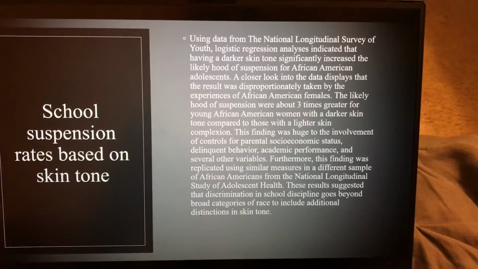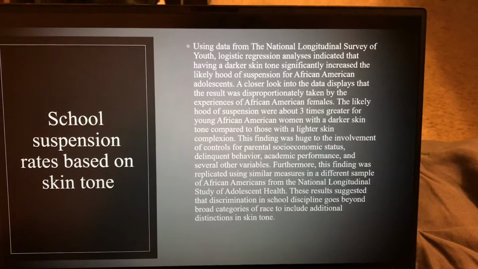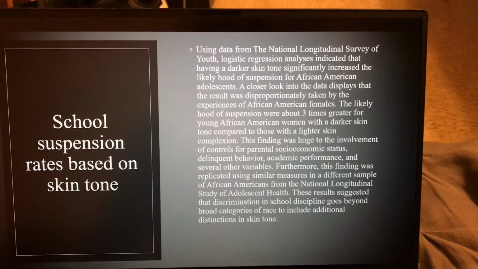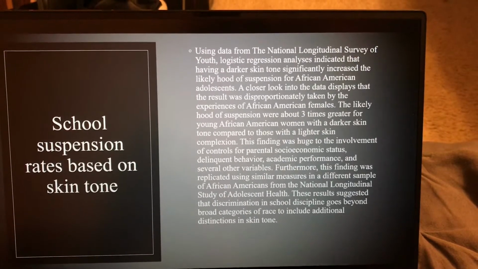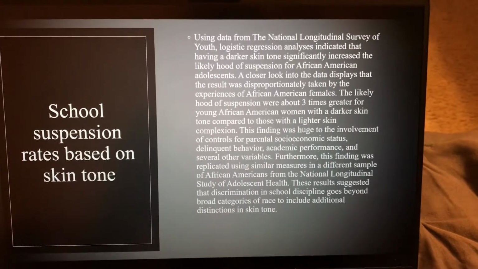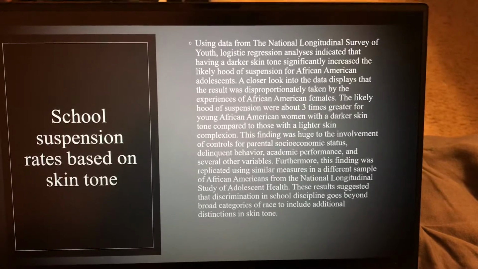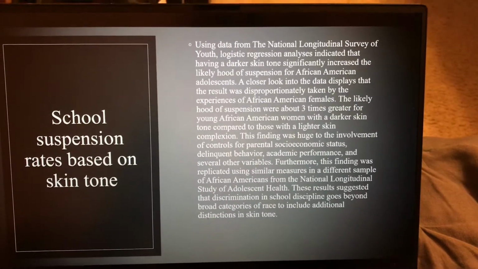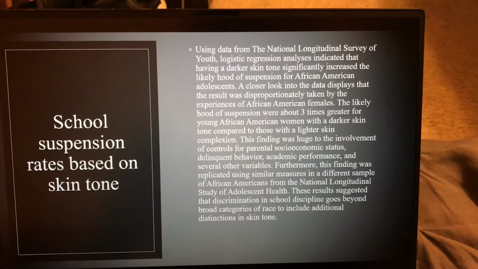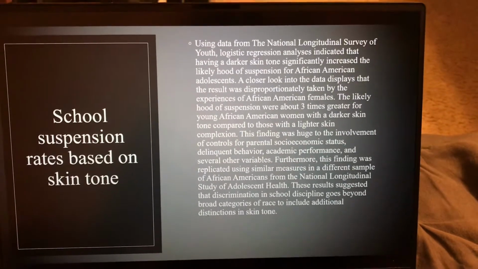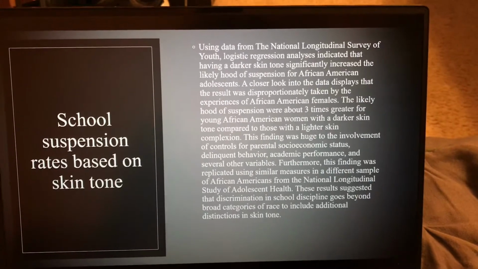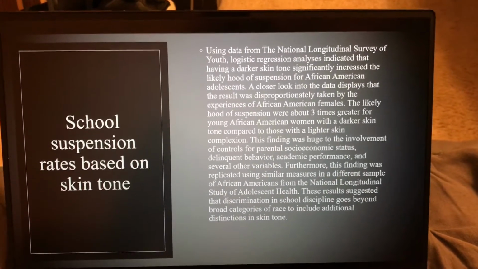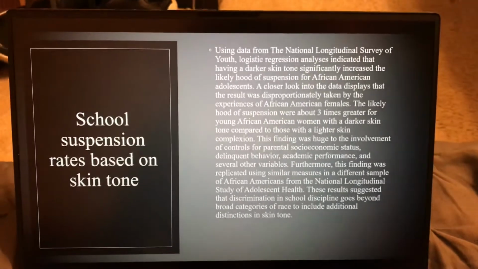This finding held even with controls for parental socioeconomic status, the link with behavior, academic performance, and several other variables. Furthermore, this finding was replicated using similar measures in a different sample of African Americans from the National Longitudinal Study of Adolescent Health, and this result suggested that discrimination in school discipline goes beyond broad categories of race and included additional distinctions in skin color, i.e. colorism.